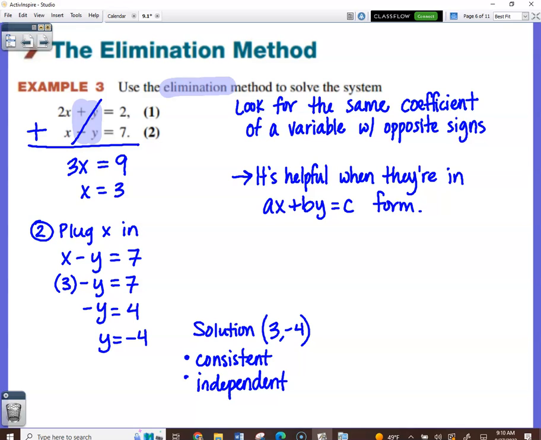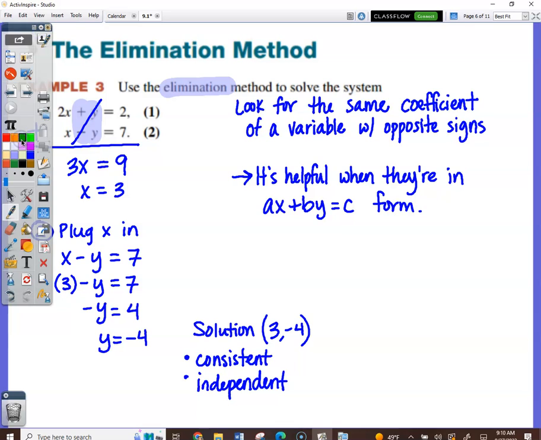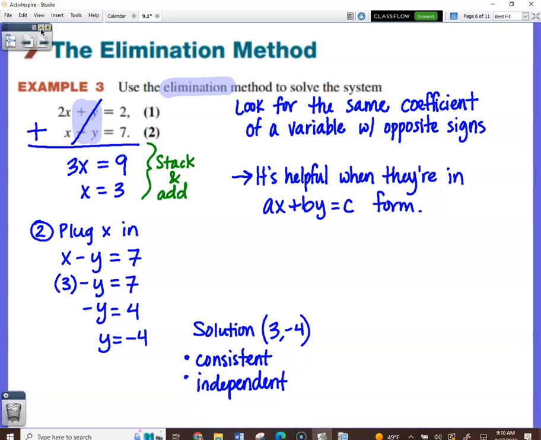Once you are ready to go, right here, what we did here with this whole line and the plus sign, we just stacked the equations, they already were, and we added straight down. So I don't know if you want to make a note that right here, we stacked, or just stack and add. How's that? They were already stacked. They already had the y variables with opposite coefficients. We just added straight down.